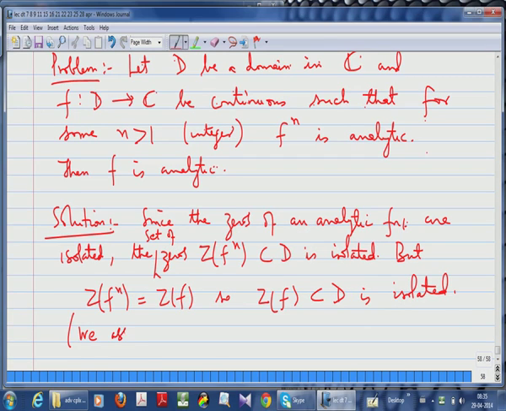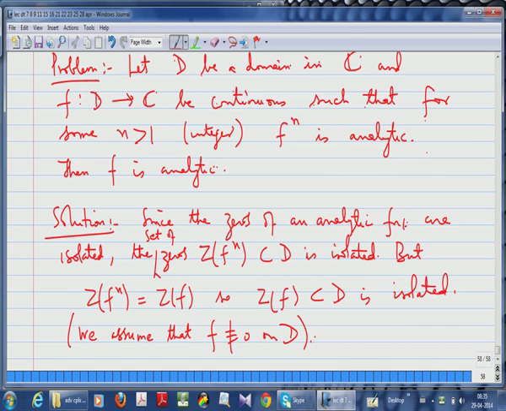But of course, if f is 0, then f power n is identically 0, and if f power n is identically 0, f is 0. So, let us assume that f power n is not 0, assume that f is not 0. There is nothing to prove if f or f power n is identically 0. So, we assume that f is not identically 0 on D. That is the only thing that we will have to worry about.